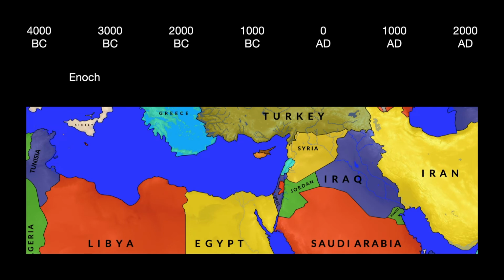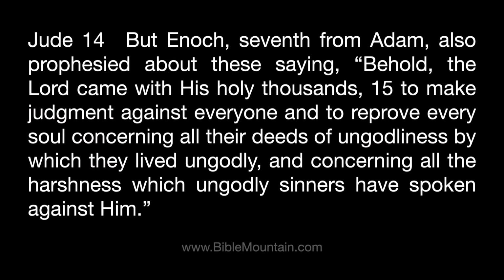After Cain killed Abel, Adam and Eve had a son named Seth, and then men began to multiply. About 7 generations later, there was a man named Enoch. He lived roughly 3400 BC. Jude also made a reference to Enoch. We find that in Jude 14.